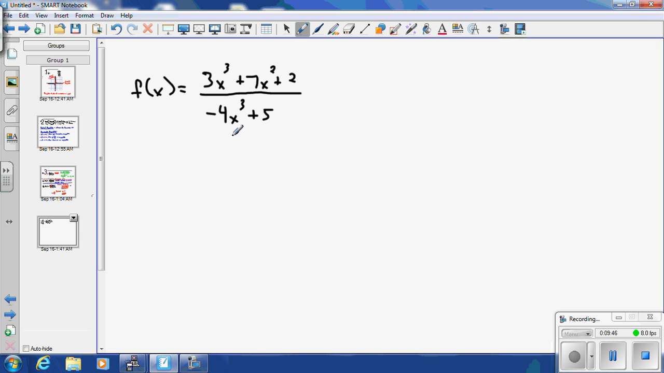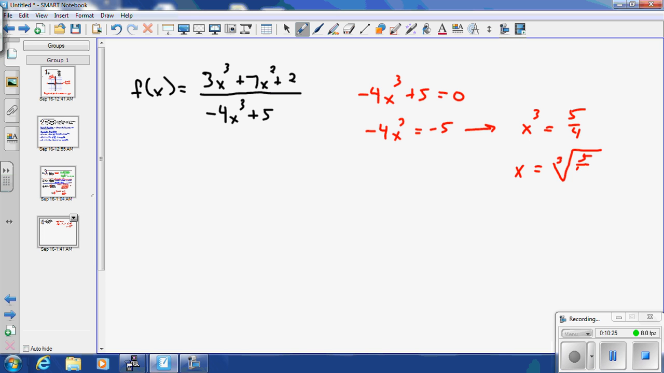Well, first, the domain is going to be non-existent. The x values are going to be non-existent at the place where this denominator is equal to 0. So I go over to the side and I say, well, where does negative 4x cubed plus 5 equal 0? So I have x cubed is equal to negative 5 divided by negative 4, which is 5/4. And we're going to cube root that. So we have the cube root of 5/4, which is some decimal. I don't know the exact value of that.